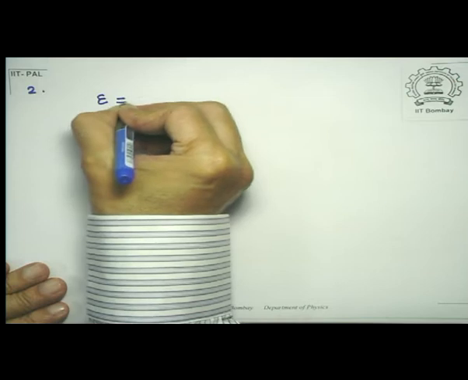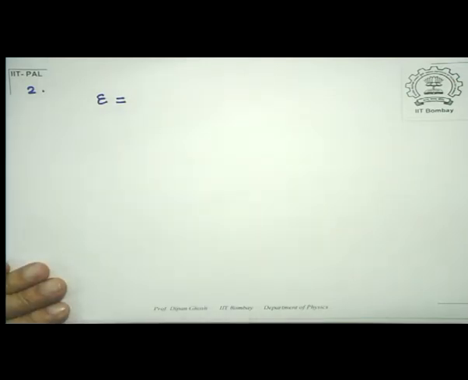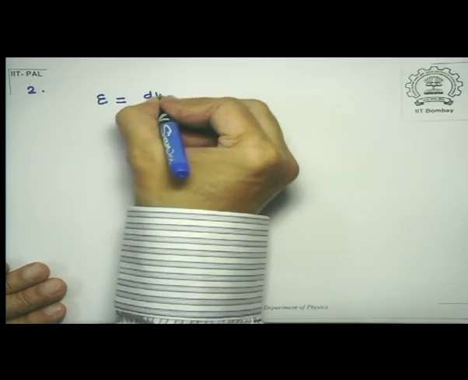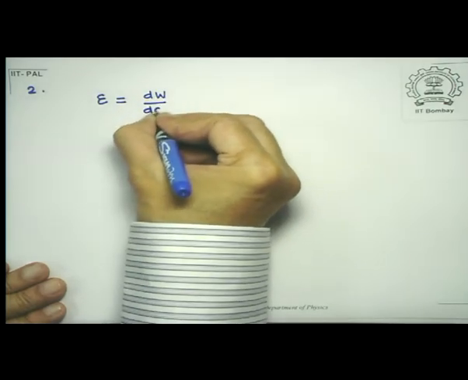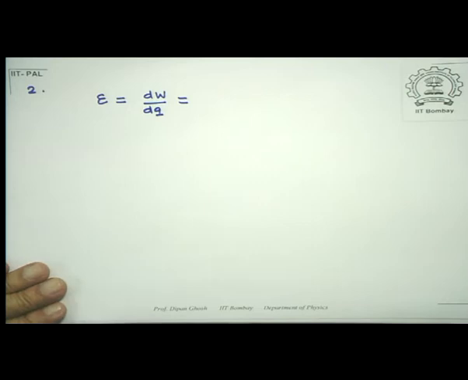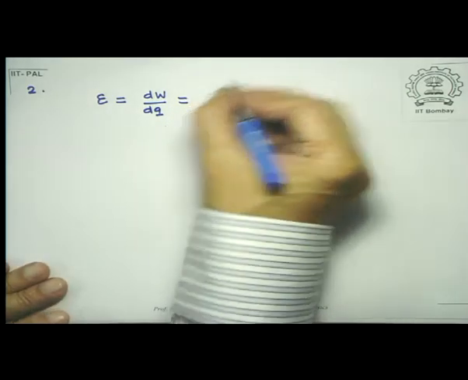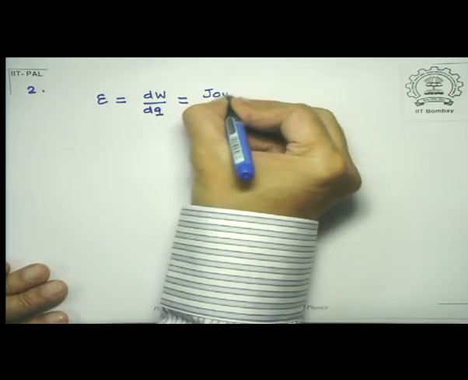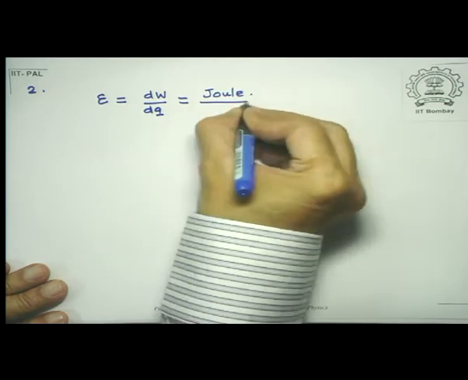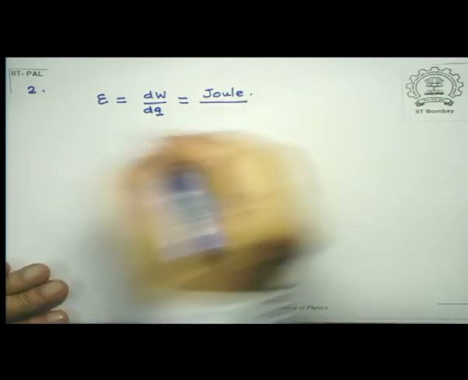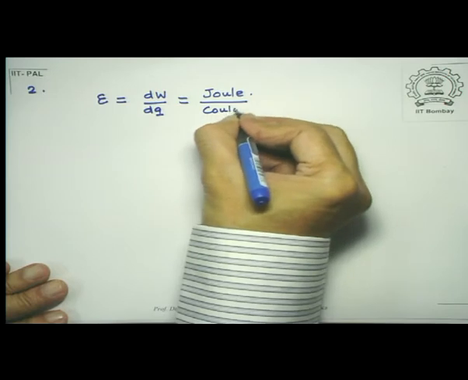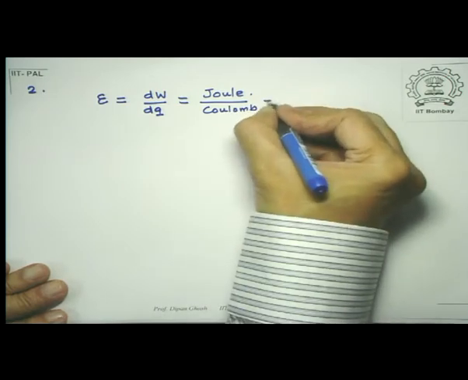So our definition is electromotive force, which is usually represented by a script E, is dW by dQ. And you can see, since the numerator has the dimension of work, which is in joules, and the denominator is charge, which is coulomb, that is the definition of a volt.